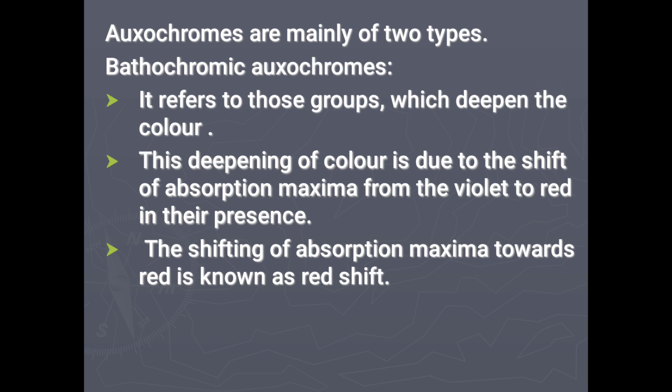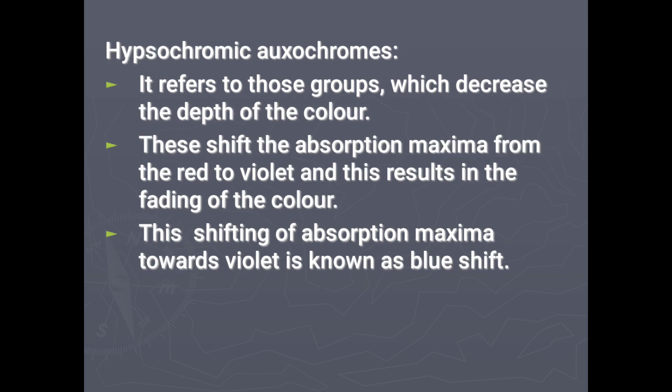Oxochromes are mainly of two types. Bathochromic oxochromes refer to those groups which deepen the color. This deepening of the color is due to the shift of absorption maxima from violet towards red in their presence. The shifting of absorption maximum towards red is known as the red shift.